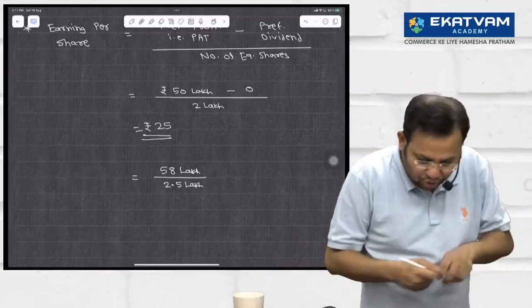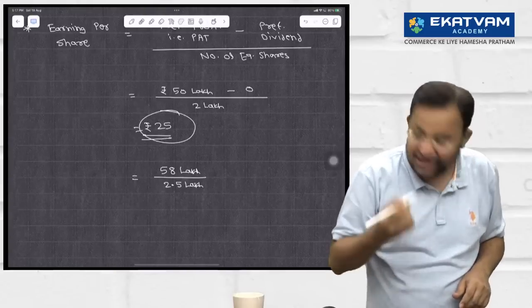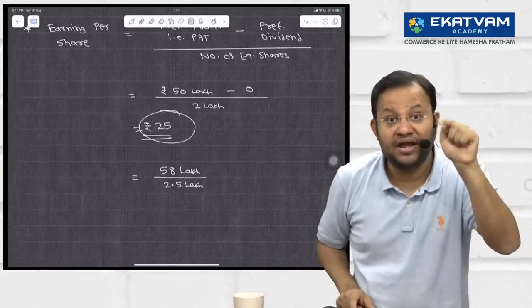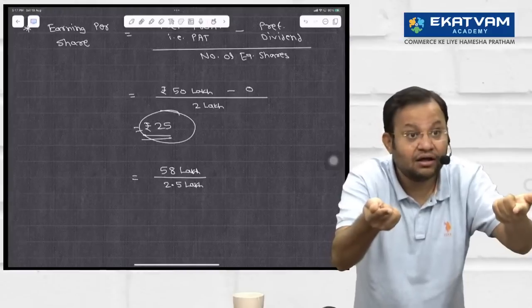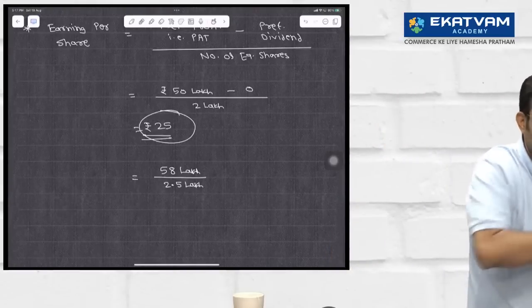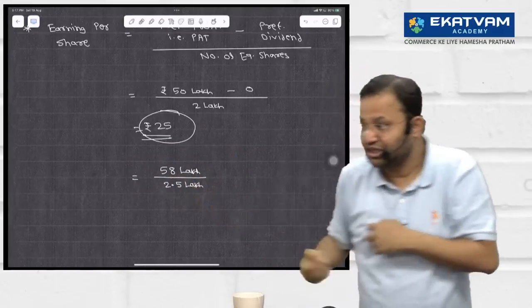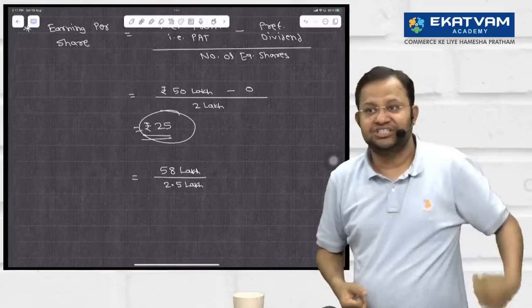Why? I want to compare something with what? 25. 25 is the EPS of current year, no? You wanna go mad? Yes. So the question is, what would have been the EPS of current year had convertible debentures been converted into equity shares? To answer this question, what do I need? Both numerator and denominator should change.